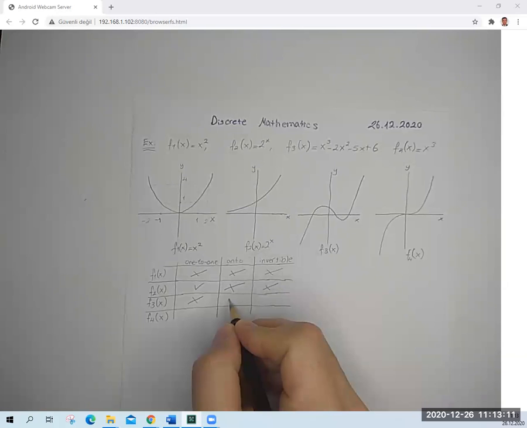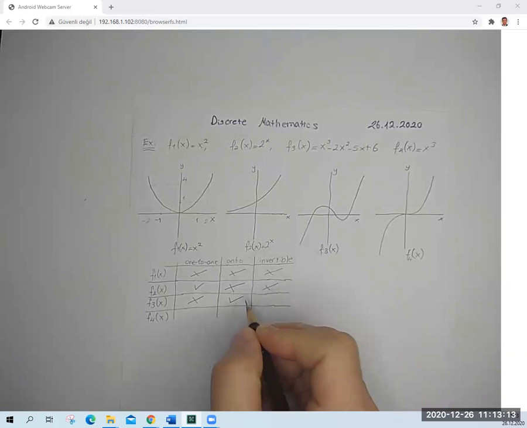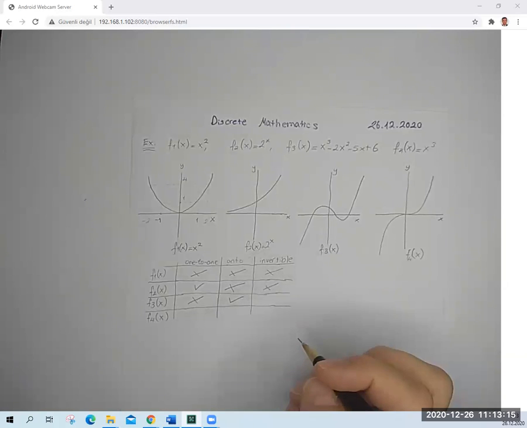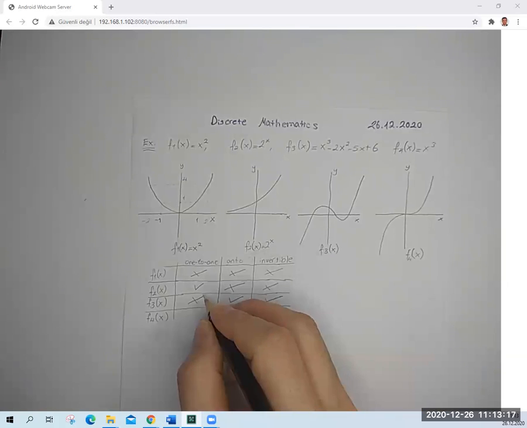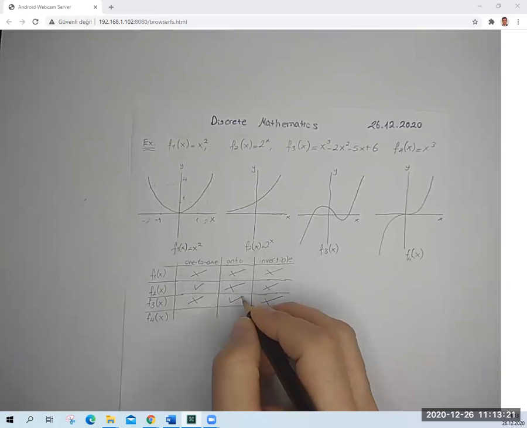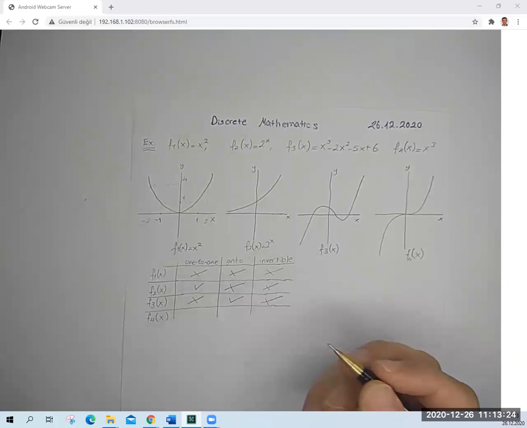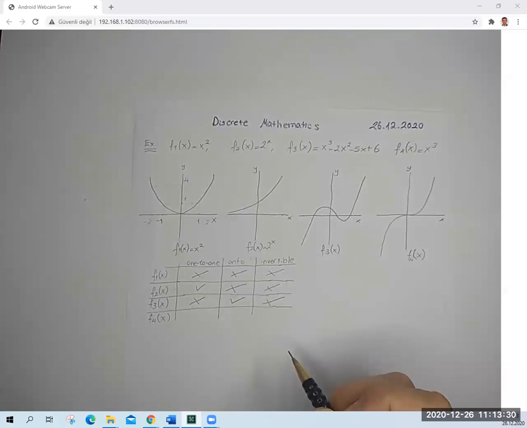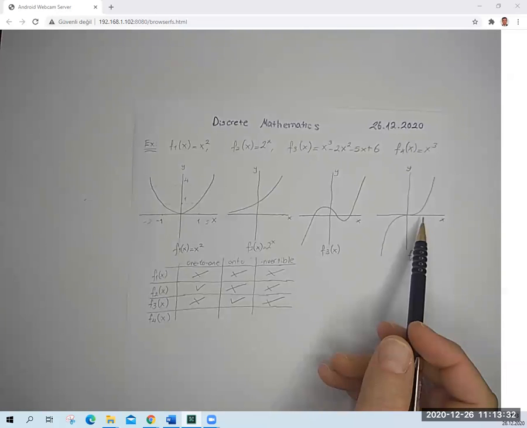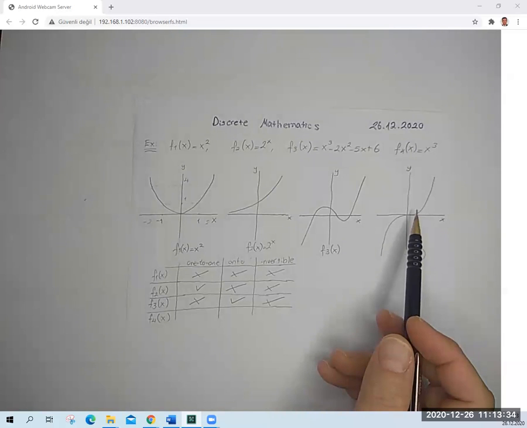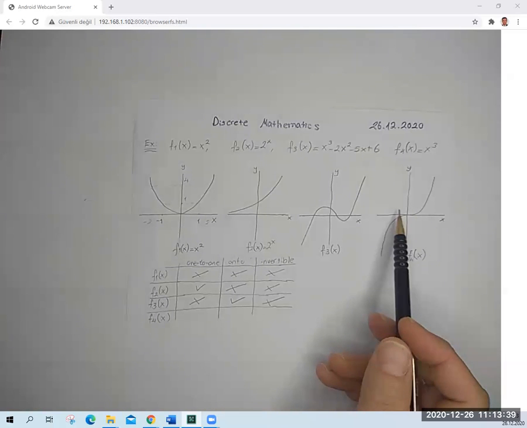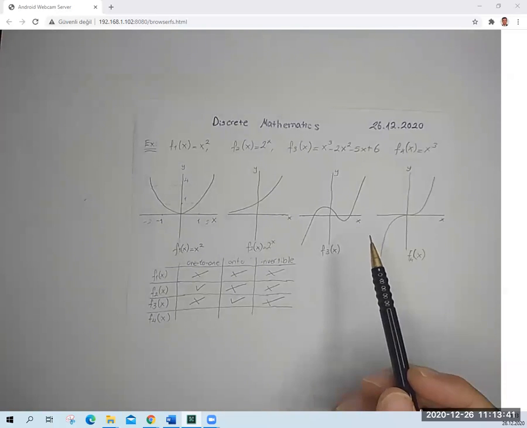And how about invertible? No, because we have to get those two properties. At that time we will say this is invertible. And f4, you see, for each x value we have only one y value. So this is 1 to 1.